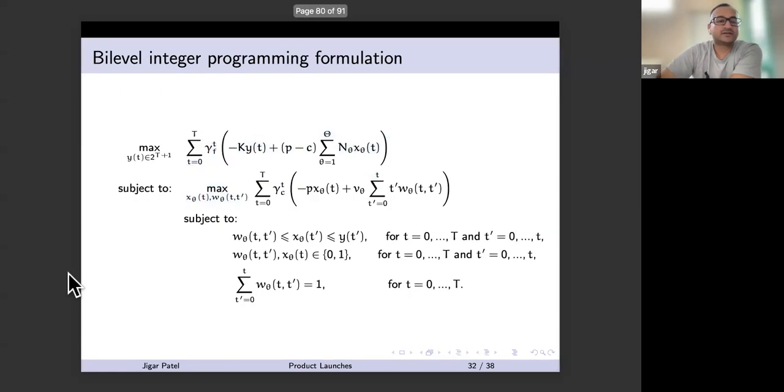This problem is bilevel integer programming, so it's harder to solve, even computationally reasonably hard, because if you look at these constraints, w theta, x theta, these are binary constraints. They can take only 0 or 1 values. So if you wanted to solve this, even for small enough parameters, it is hard. A maximization subject to a maximization, with integer binary constraints, is hard.